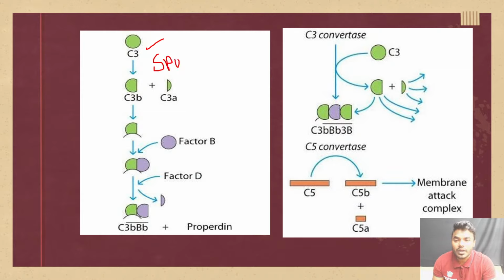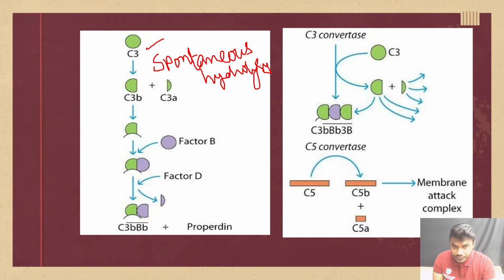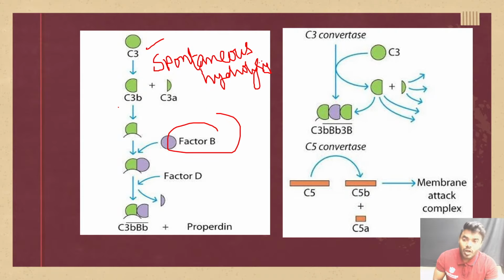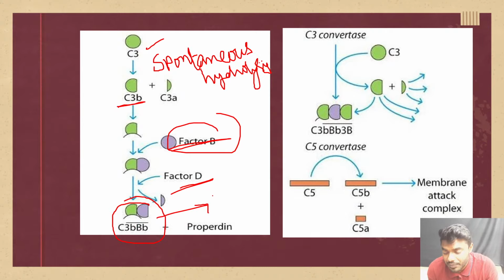Complement 3 molecule will be involved in the process of spontaneous hydrolysis. Is it, friends? The complement 3 undergoes spontaneous hydrolysis and gives rise to complement 3A and 3B. Later we have clearly discussed complement 3B associated with the factor B. Factor B can be cleaved by the factor D. We discussed it very clearly. Now once the complement 3B is formed, it can act like what? C3 convertase enzyme.